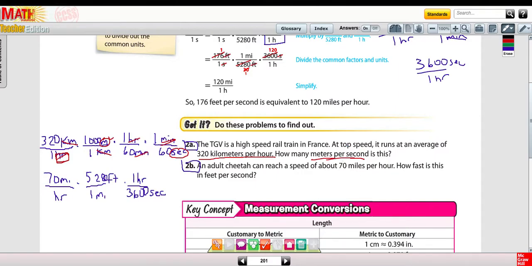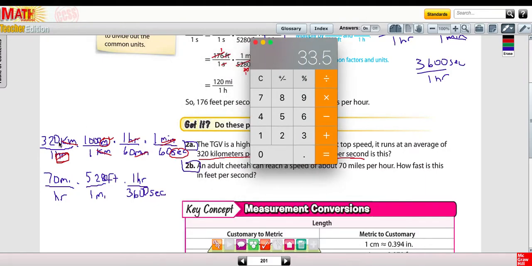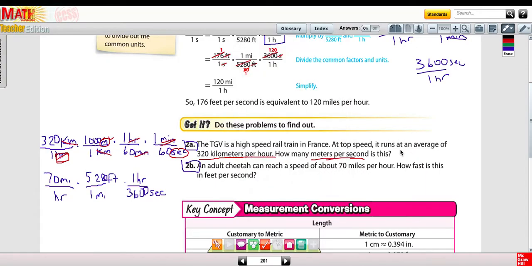Once you've set up the problem, go ahead and use a calculator to multiply everything out. In this case, I can do some of it in my head here. 320 times 1,000 is 320,000. And then I'm going to divide that by 1 times 1 times 60 times 60, which is 3,600. My final answer is 88.8 repeating. So I can write that as 88.8 repeating meters per second. It doesn't tell me to round, and so I'll just write it as that.